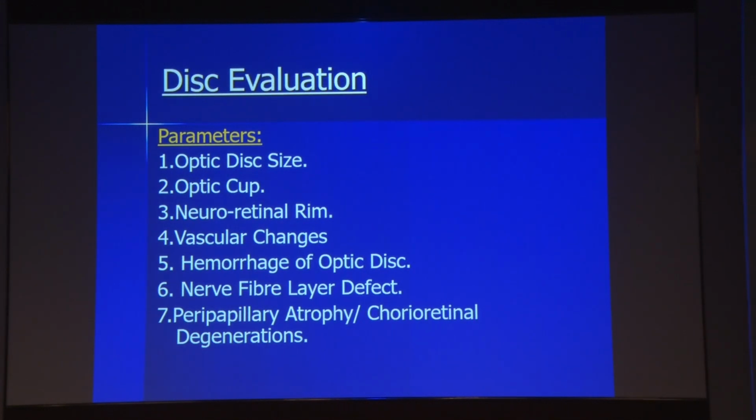Then the standard optic cup, the neuroretinal rim, which is of prime importance, which is absolutely important to assess the health of the neuroretinal rim at the end of the day. Any vascular changes or any hemorrhage on the optic disc. Hemorrhage will not look at you. You have to see and rule out an optic disc hemorrhage. Any nerve fiber layer defect, and last but not the least, peripapillary atrophy or chorioretinal degeneration. So let us move on.